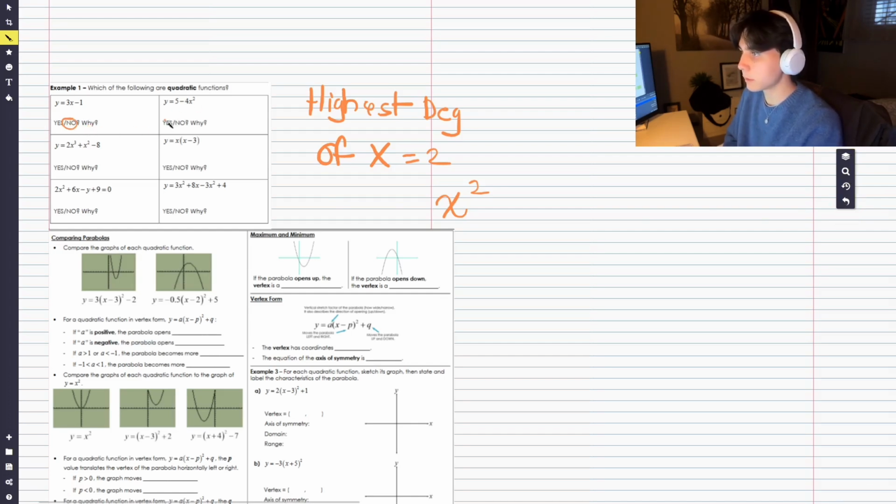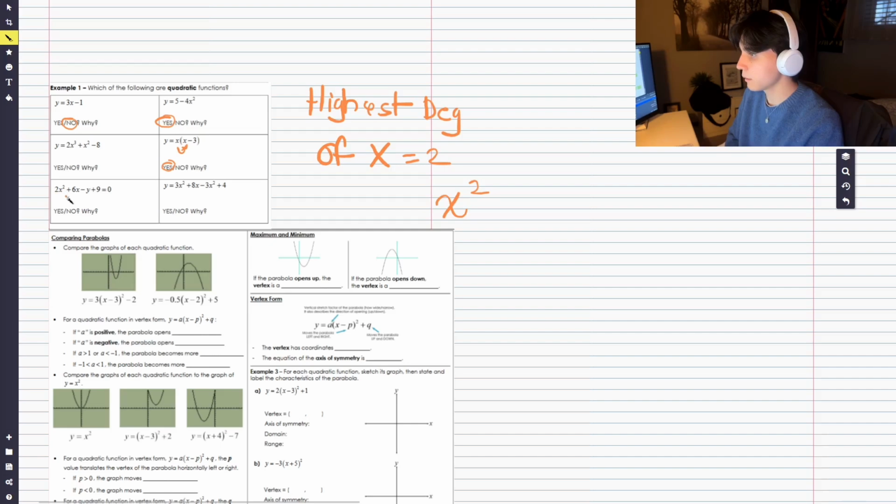For this one, this is going to be a quadratic function since it has x squared. And then we have 2x cubed plus 2x squared minus 8. This one is not going to be a quadratic function since we have our highest degree of x as 3. This here, although it does not look like a quadratic, one thing you have to consider is that when you have an x multiplied by x in brackets, that's going to give you an x squared. So this is actually x squared minus 3x, which is a quadratic. So the highest degree of x is 2, so yes.